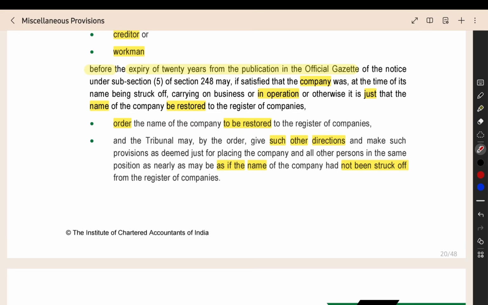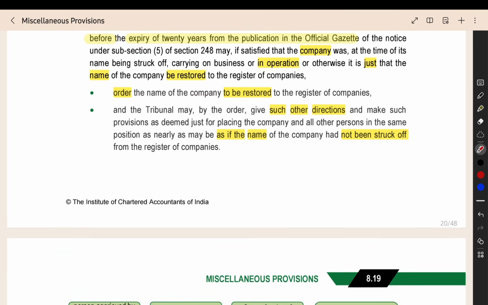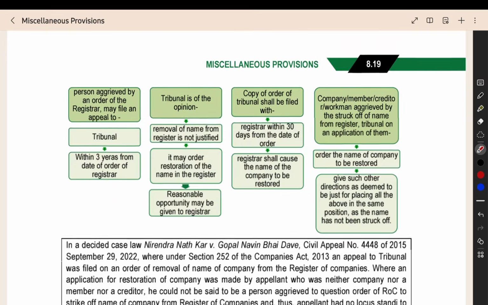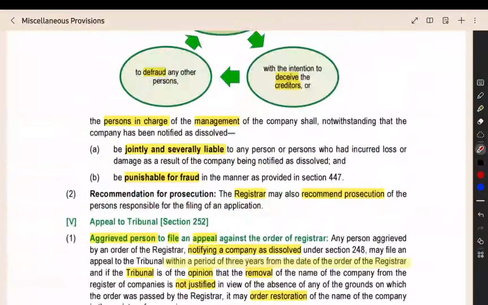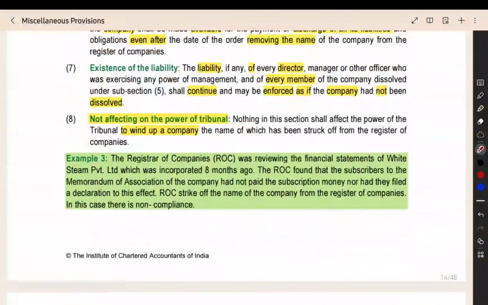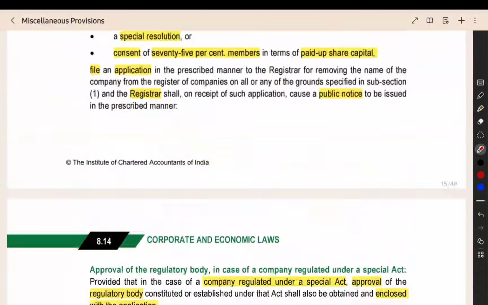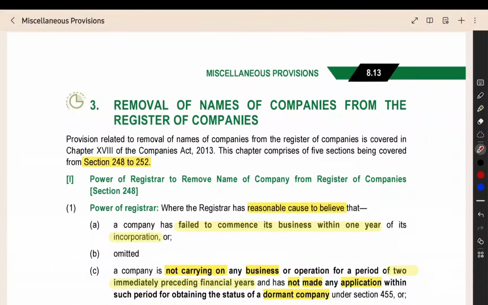After that, the tribunal will give the order to restore the name of the company, and it will give such other order as the tribunal may think fit. So we saw the entire provision for the striking off of companies: when it will happen, when the voluntary application can be filed, when you cannot file the voluntary application, when the registrar can restore the name, when the aggrieved person can restore the name, or the creditor, member, company, workman can do so, and what the time limit is. Everything we saw. That's all about the striking off provision.